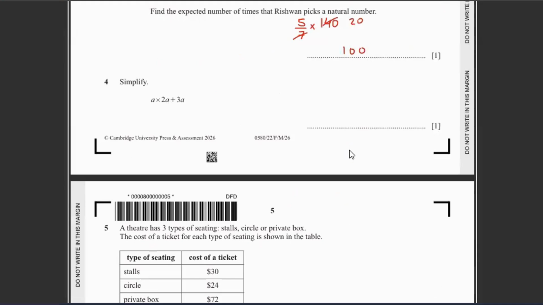Simplify. To simplify, first we have to multiply a into 2a because of the BODMAS rule. So this is 2a squared plus 3a. To simplify further, we can take a common, and this can be written as a(2a plus 3). So this is also correct and this is also correct.